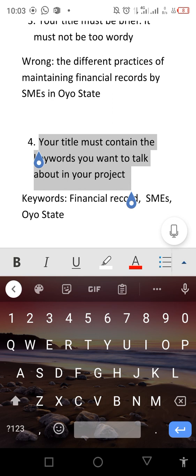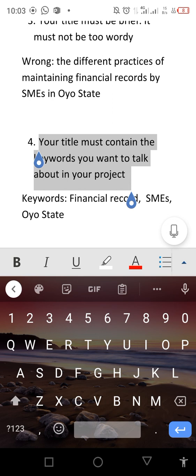And probably when I'm now structuring my research title, I'm writing something like Oyo State, I'm writing something like industry, I'm writing something like financial reporting. You understand? They do not relate to what I'm interested in. So how will I talk about them?